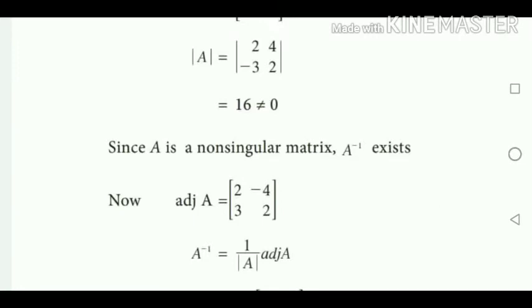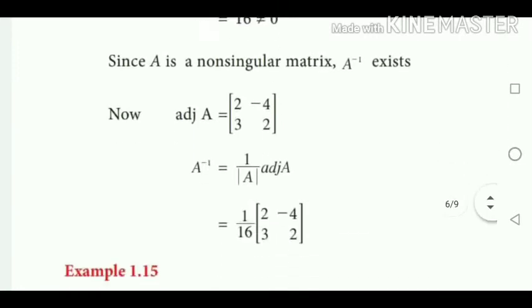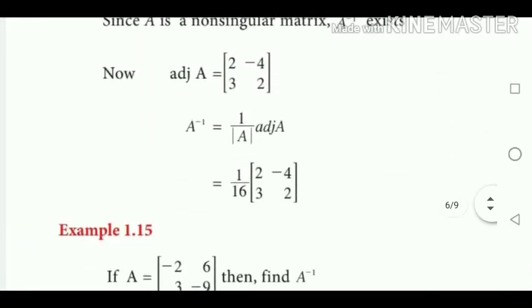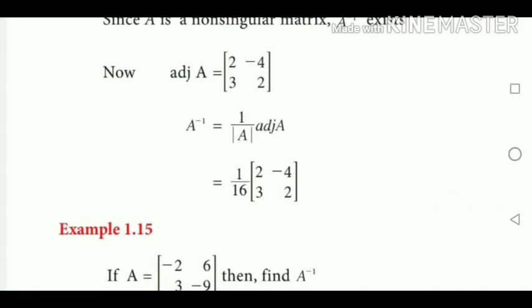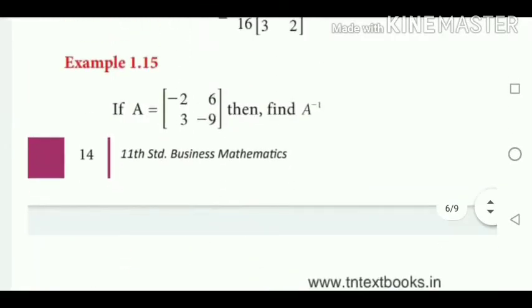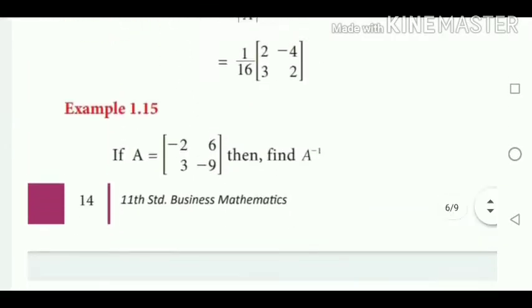Now I am applying the formula A inverse equal to 1 by determinant of A into adjoint of A. Here the value of the determinant of A is nothing but 16. So 1 by 16, and adjoint of A is 2, -4, 3, 2. Therefore A inverse equal to 1 by 16 times 2, -4, 3, 2. Now we are going to see example 1.15.